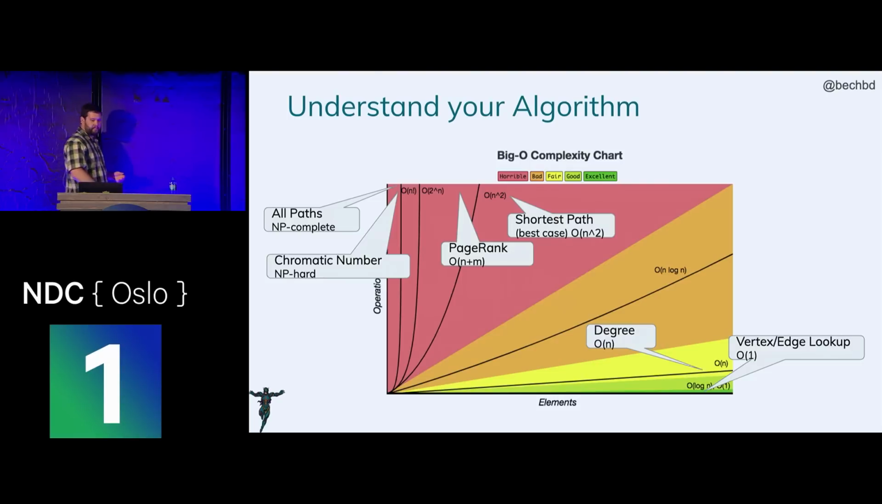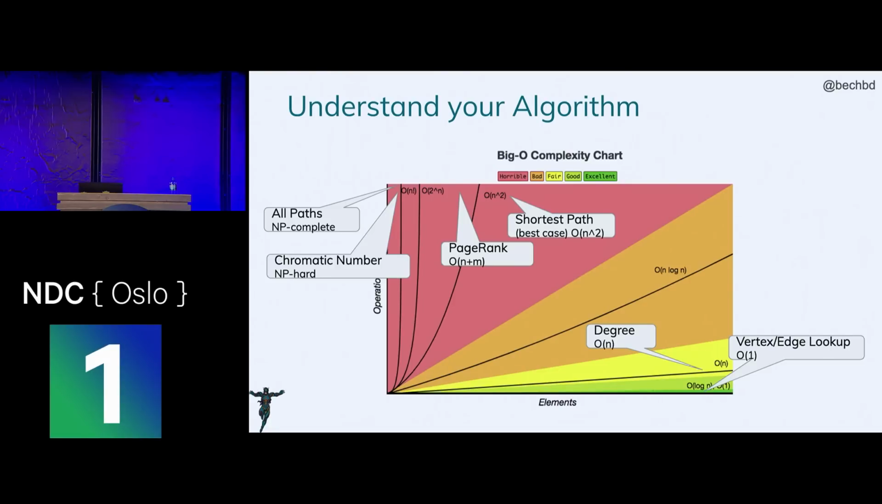Next, understand what your algorithm is that you're doing. Well, there's lots of different graph algorithms out there, and there's lots of interesting things you can do with them. If you wanted to do something like a vertex or an edge lookup, that's a linear time question. That's a very quick thing. If you want to do a degree, or the number of edges associated with a vertex, that's also a pretty quick thing.